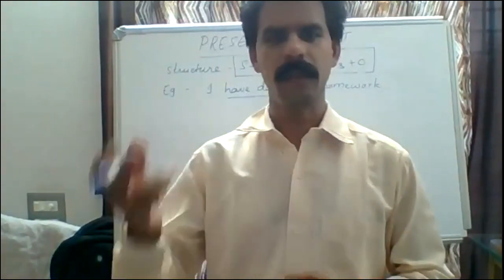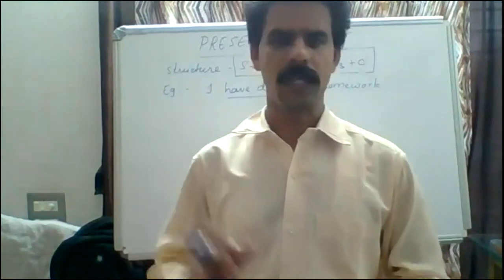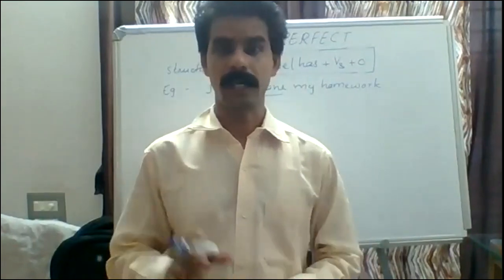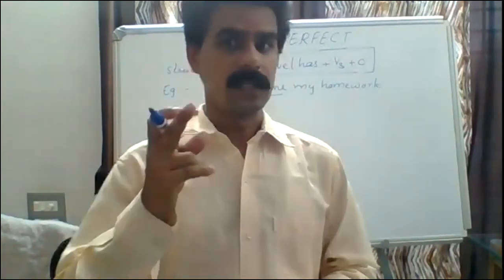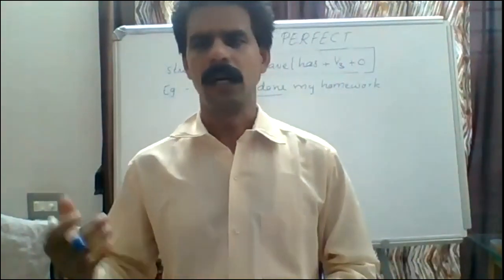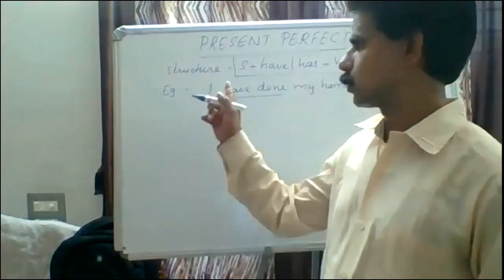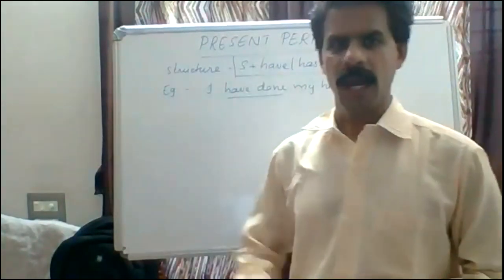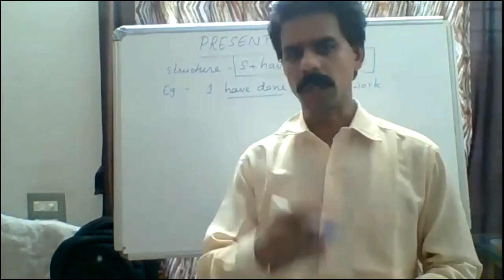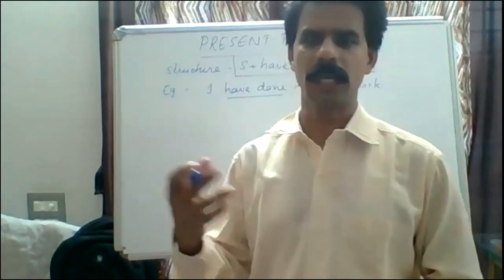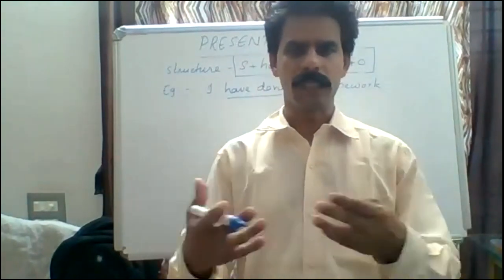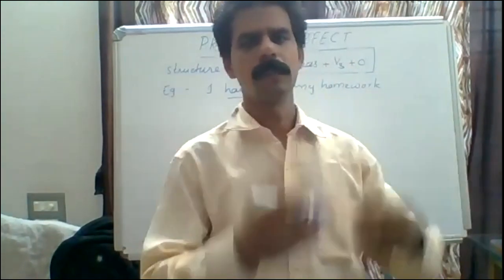We can frame negatives and questions in this tense. You know the methods of framing negatives and questions. Negative, we remember, is the negation with not. We have to use not with the helping verb. What is the helping verb here? There are two helping verbs, have and has. With have and has, we add not, then we get haven't or have not, hasn't or has not. With this, we should use the main verb.